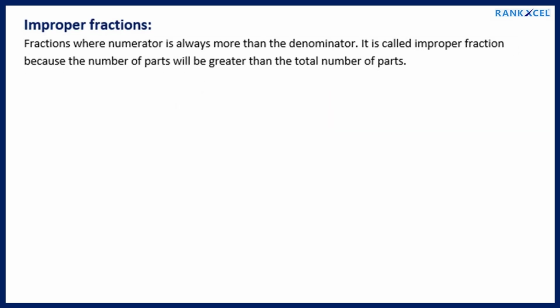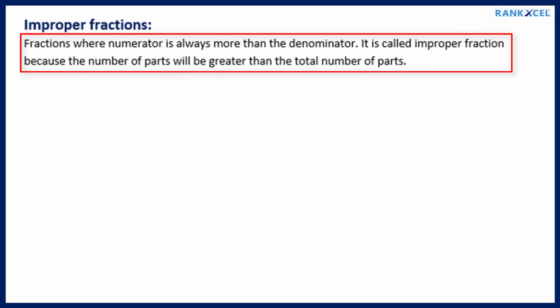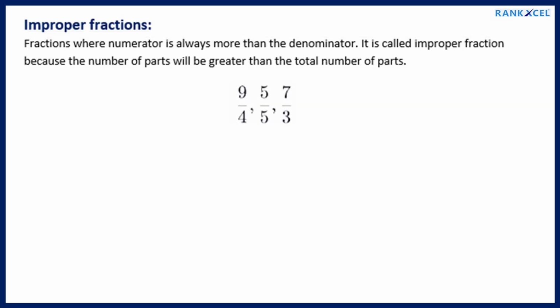Improper fractions. Fractions where the numerator is always more than the denominator. It is called an improper fraction because the number of parts will be greater than the total number of parts.